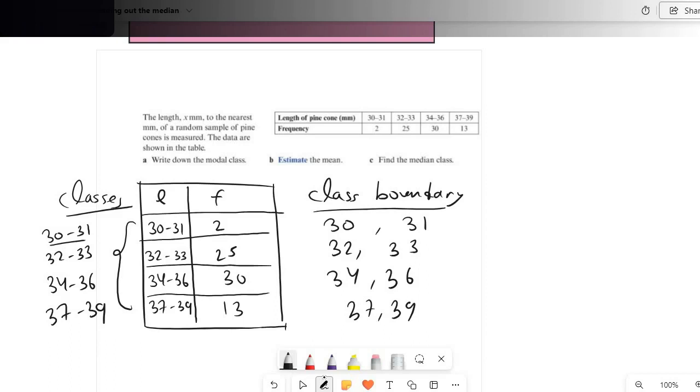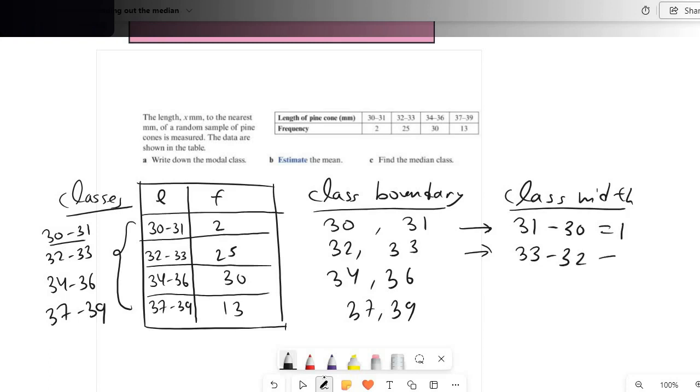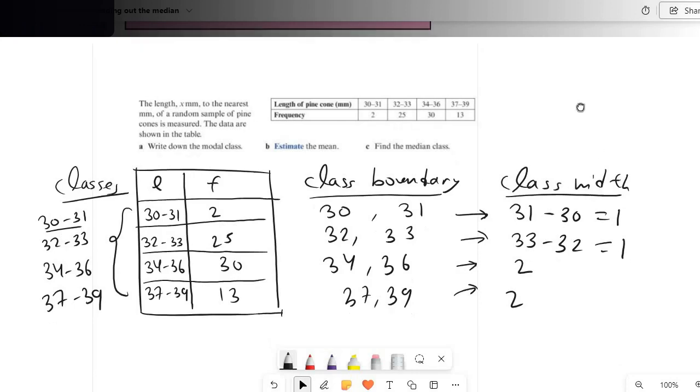Moving on, let us talk about the class width, which basically describes the length of the class. So the width is going to be simply 31 minus 30 for the first one, which is 1. The next one is 33 minus 32, which is also 1. The next one is going to be 2 because 36 minus 34 is 2. And the final one is also going to be 2. As I said, class width represents the length or the size of the class. Now let's move on to the questions.